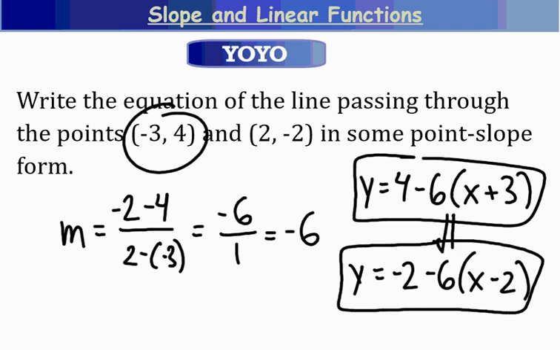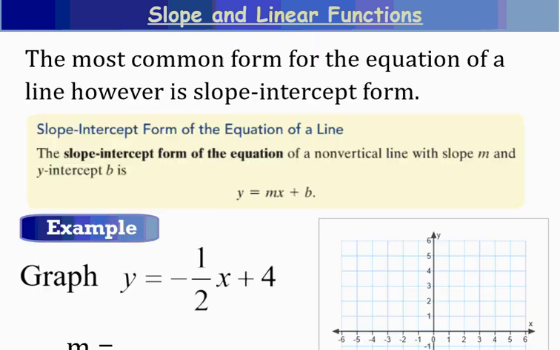These are actually the exact same equation. If you typed them into a graphing calculator, they'd make the exact same line. They just start at a different starting point. So that's one way of writing the equation for a line.